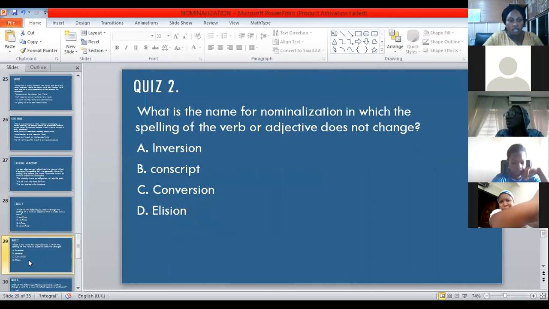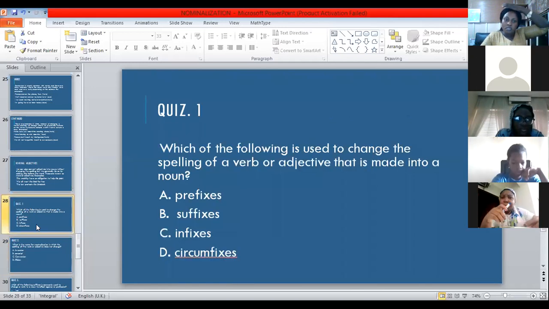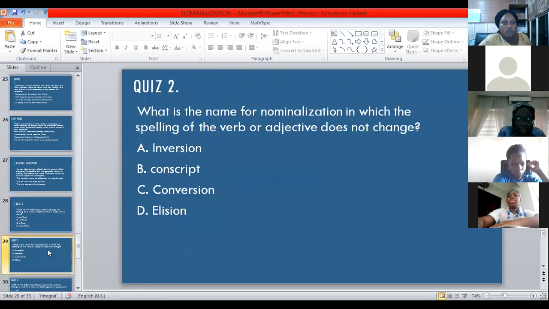Please look at the second quiz. We are going to show the answers real soon. The first one is: which of the following is used to change the spelling of a verb or adjective that is made into a noun? Option A, prefix. Option B, suffixes. Option C, infixes. Option D, circumfixes. You don't need to write it down, please. Just put down your answer, A, B, C, or D.